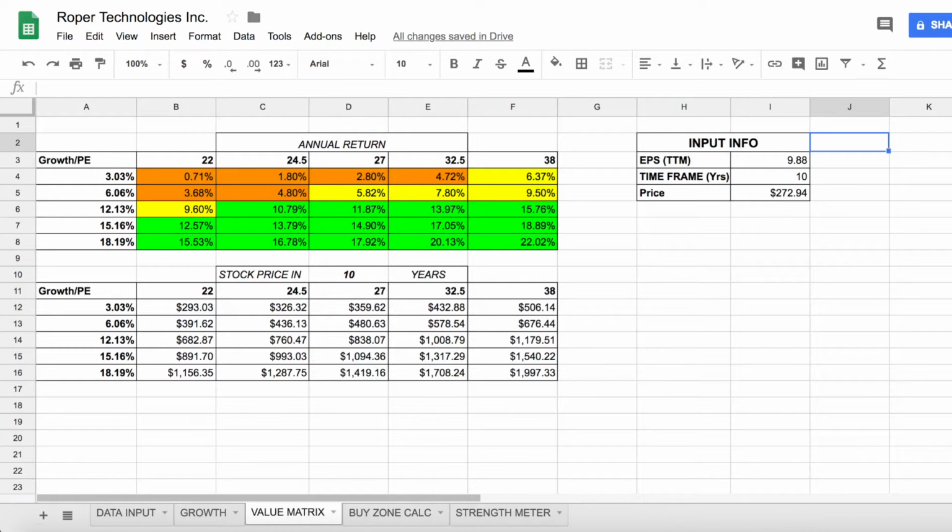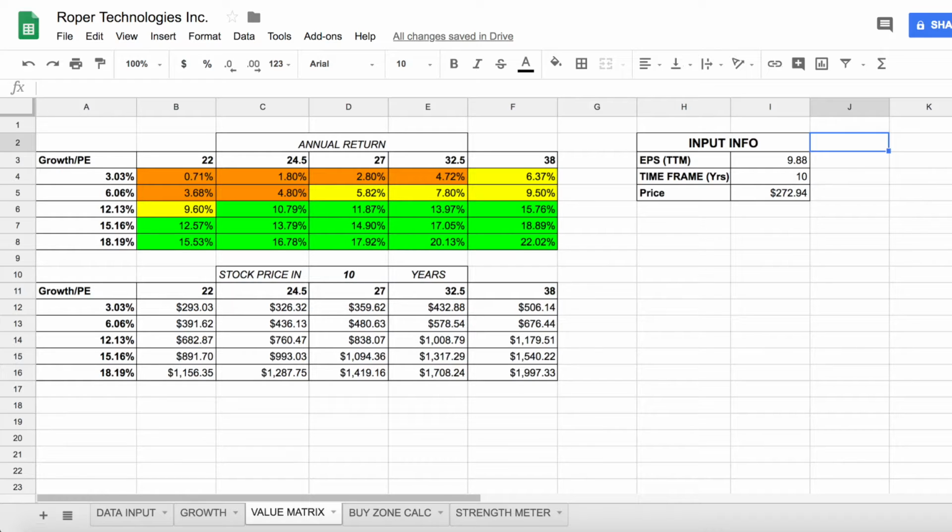The value matrix tells us what returns we can expect to get if buying ROPA at the current stock price. So first we have to input a couple of details, which is the trailing 12-month EPS, which is $9.88. The time frame, we're looking over a 10-year period, and the current price as of recording this is $272.94. In the bottom table, we can see what the expected stock prices are to be in 10 years' time, and they range from $293 all the way up to almost $2,000 per share.